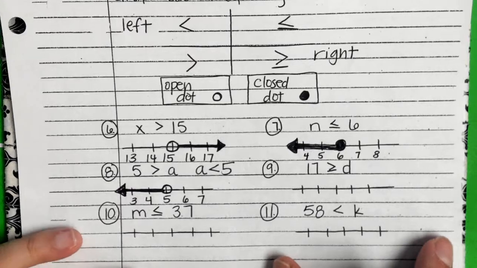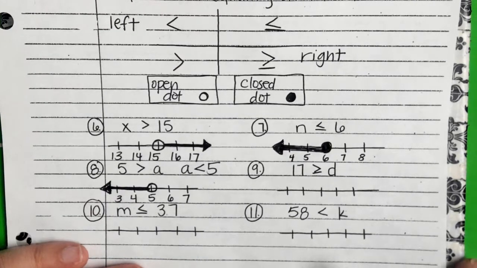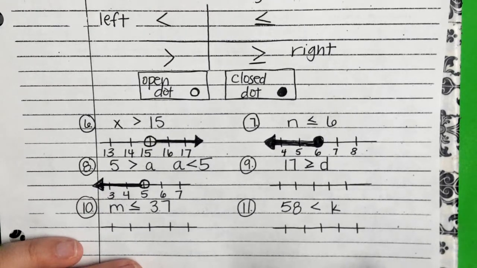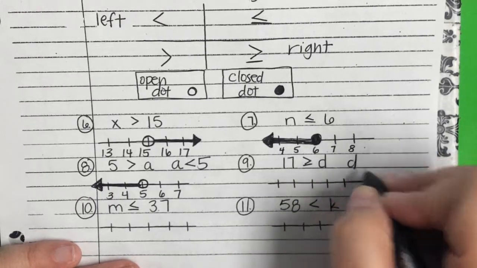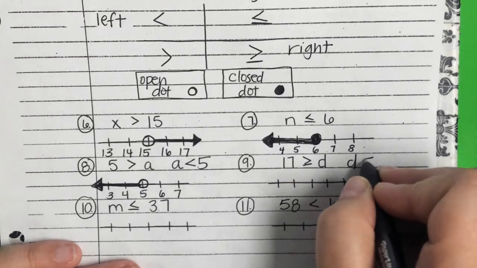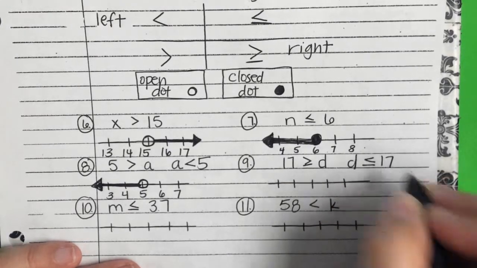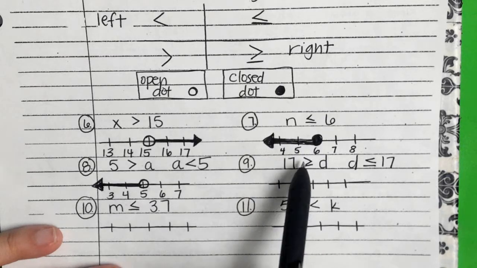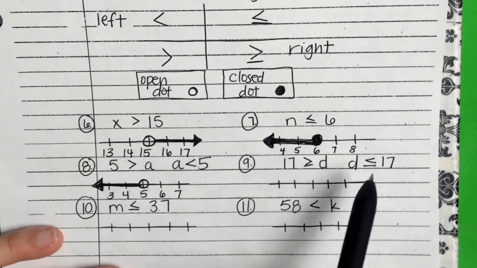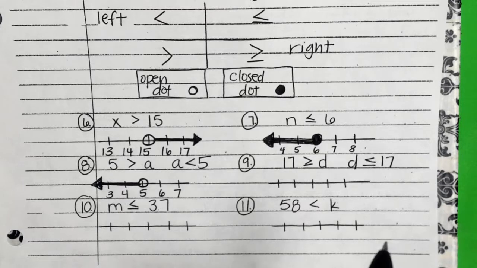All right. On number 9, do I need to do anything? I've got to flip it, because remember, I want my variable first. So D is less than or equal to 17. I want to flip it, do the opposite. Because if you look at this, if 17 is greater than D, then D is less than 17. But how do you know the less than sign has that little line? Yeah, it does.